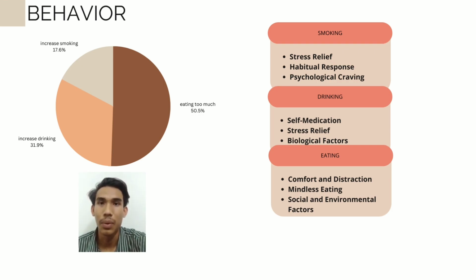Next is biological factors. Stress can affect the brain's chemistry, leading to changes in neurotransmitters and hormones. Some individuals may find that alcohol helps modulate this change temporarily, which can contribute to a desire to drink when stressed.